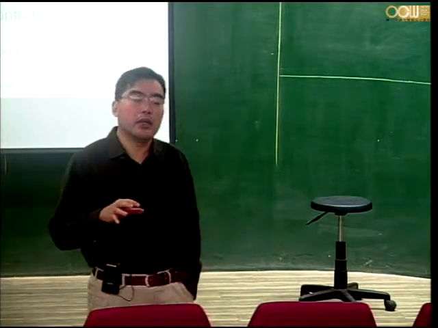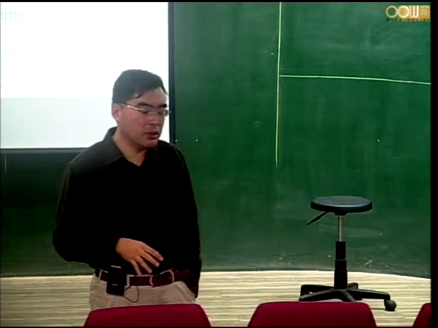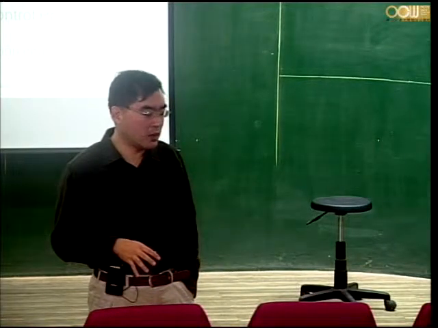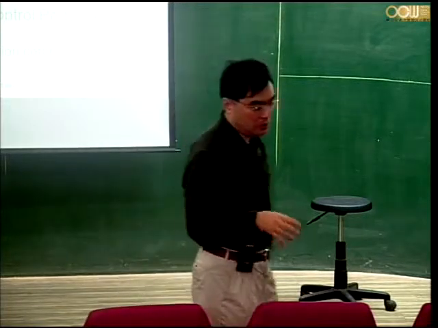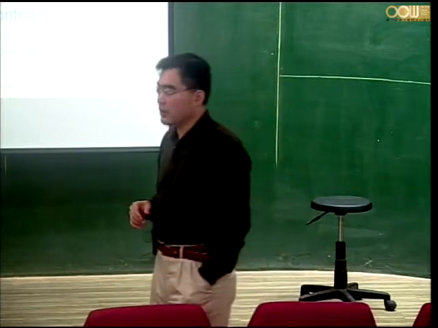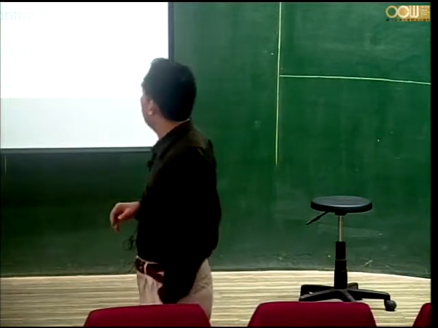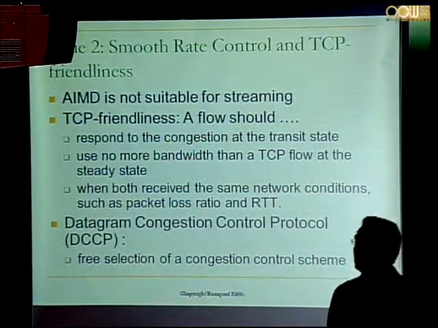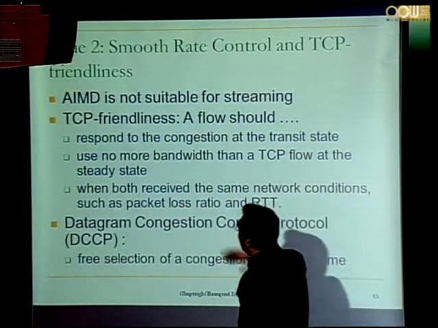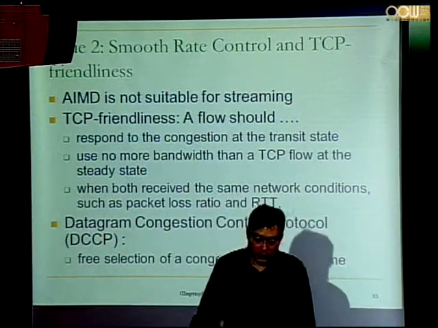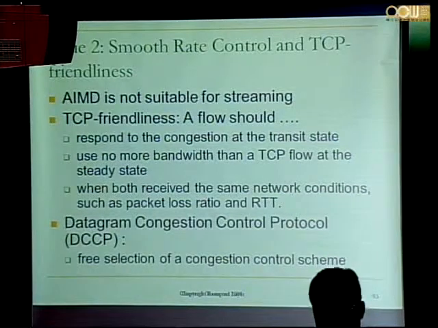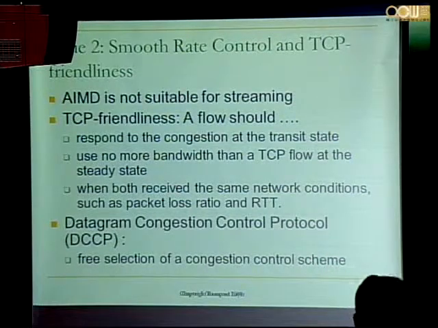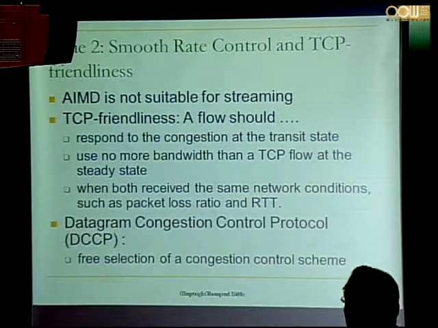But if UDP traffic starts to increase significantly, we would have a problem maintaining the stability of the internet. In that case, people are proposing that we should turn UDP traffic into so-called TCP friendly. The UDP traffic should also be regulated and become TCP friendly.